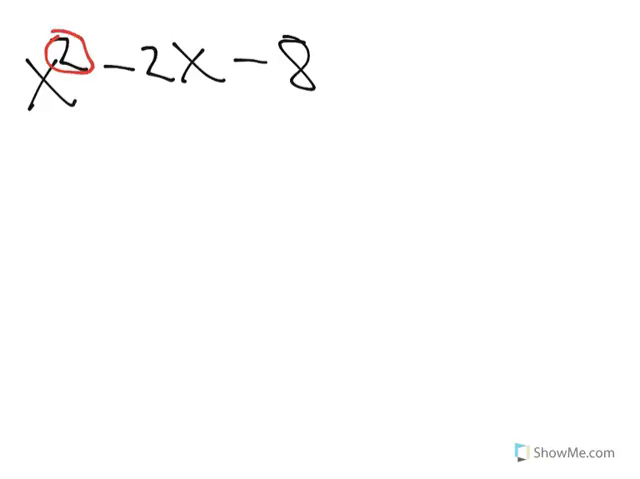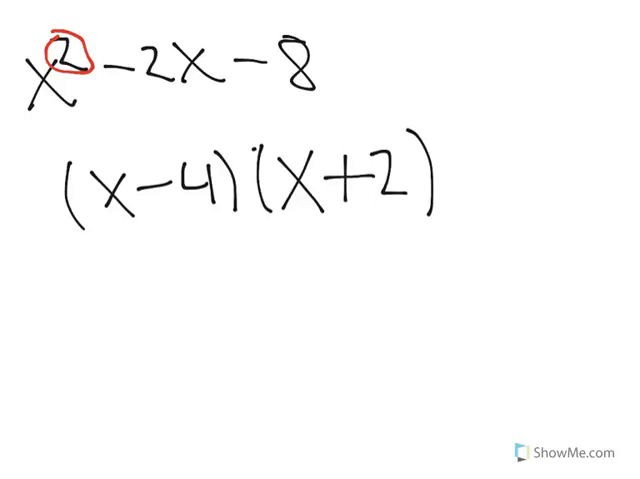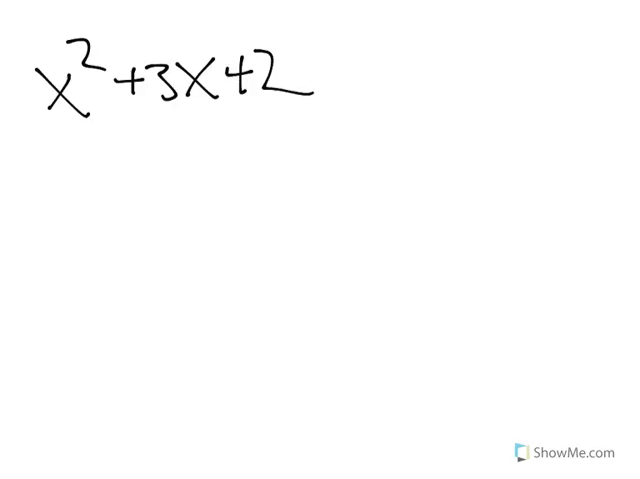This polynomial breaks up into x minus 4 and x plus 2. Now we will show you how to get to this. So here we have x squared plus 3x plus 2. We want to factor this, or decompose it. So first we're going to start it up by setting up our factor.